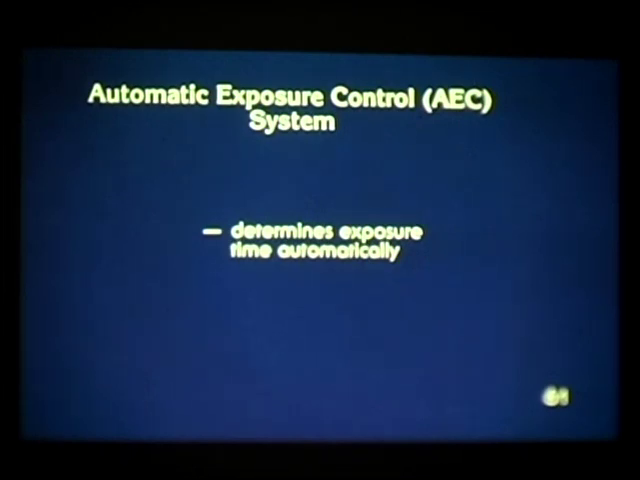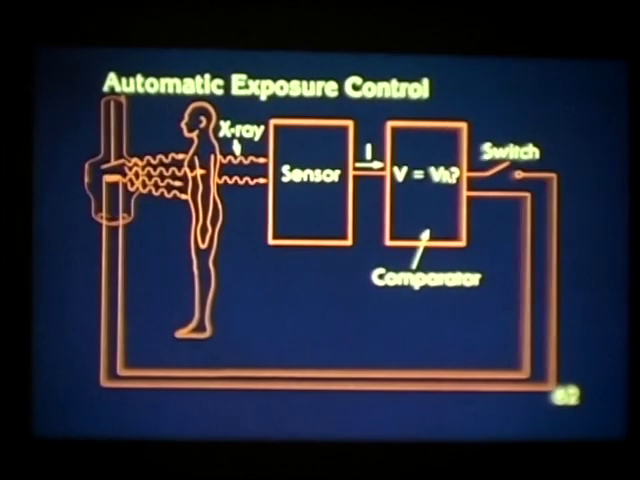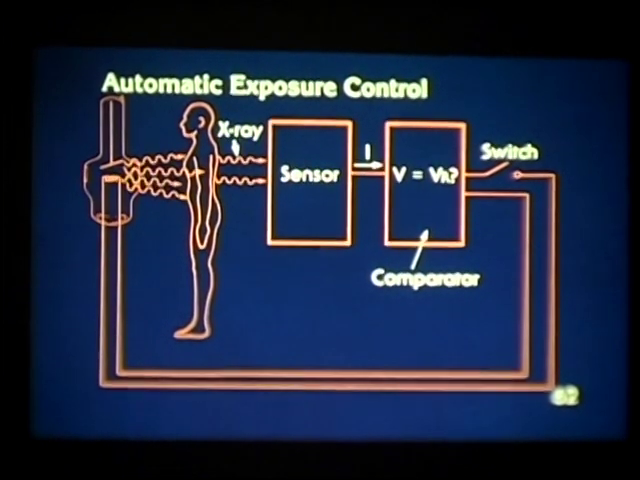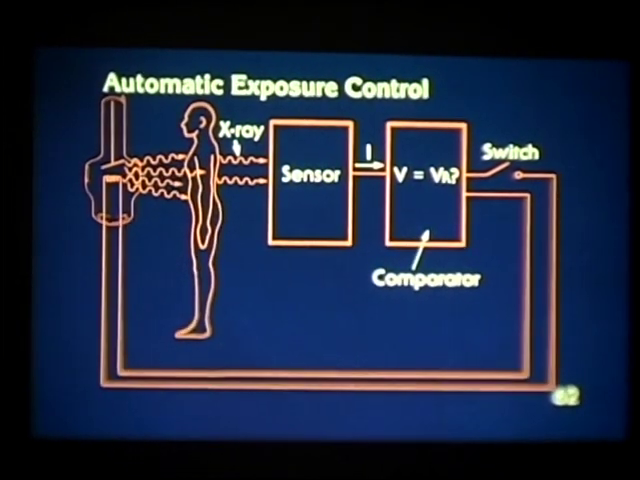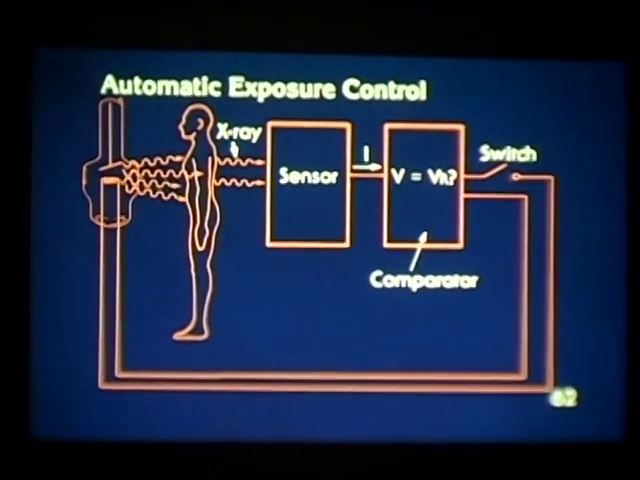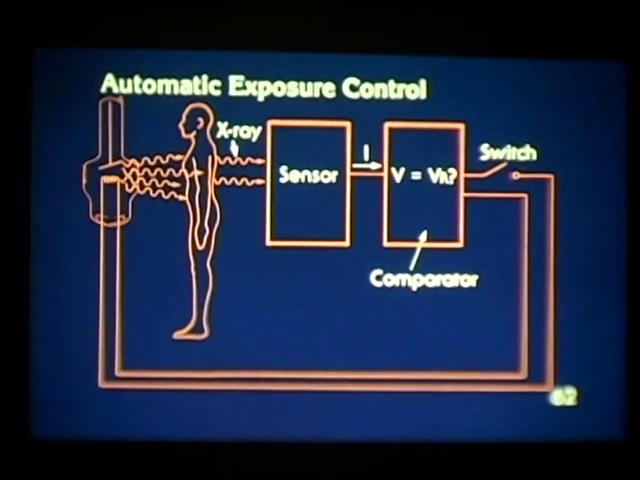Number 62. An automatic exposure control system has two main parts, a sensor and a comparator. The sensor detects the X-rays that have passed through the patient and produces a corresponding electrical current, represented by I, that is proportional to the amount of X-rays sensed. This current is then sent to a comparator.